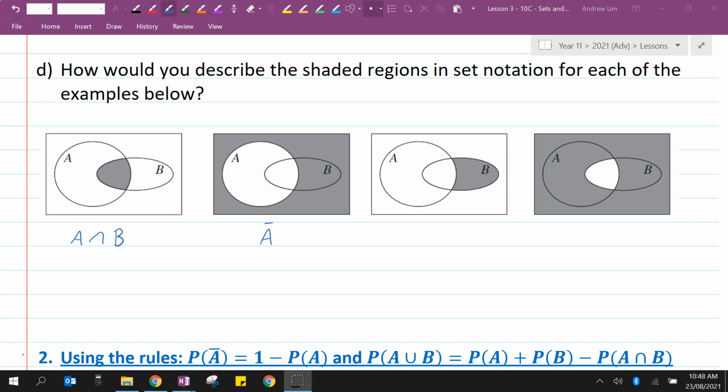Okay, so let's have a look at this. So in the third one, it looks like what's shaded is only B. Okay, because it's not just B, because B includes this bit, but that bit also includes A. So it looks like it's B and not A. Or if you want to write it the other way around, not A and B. For the last one, we can see that what's shaded is everything except the intersection between A and B. So I might write the intersection of A and B, but it's not that at all.